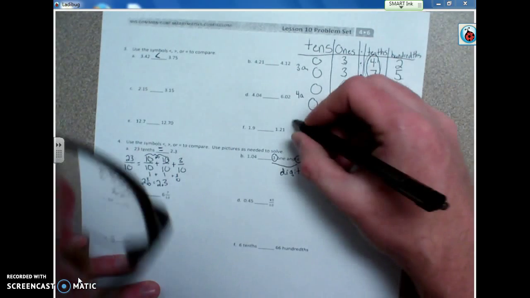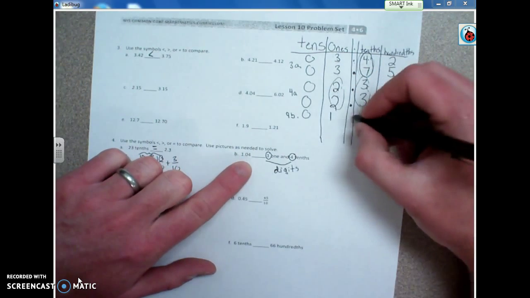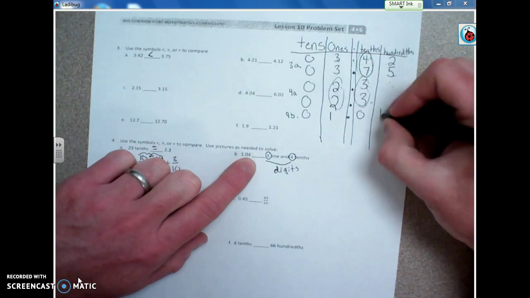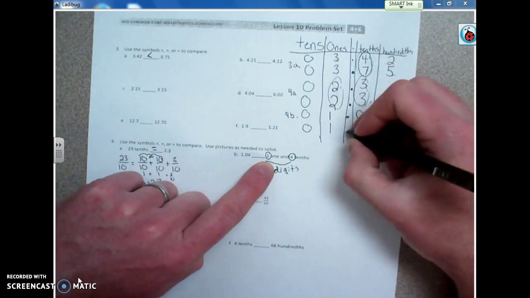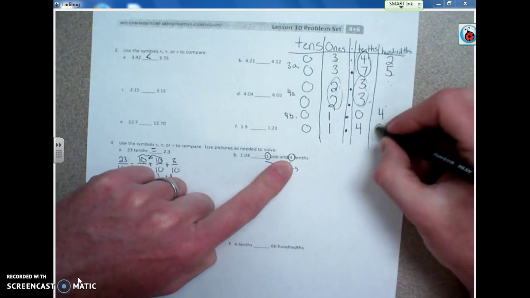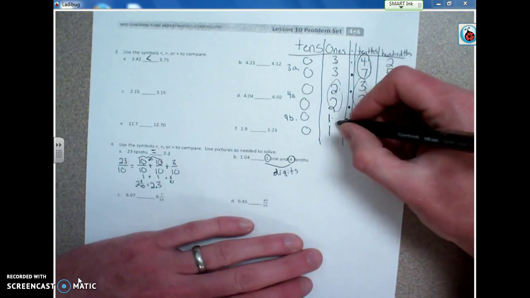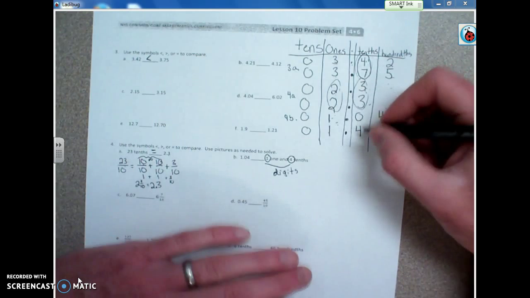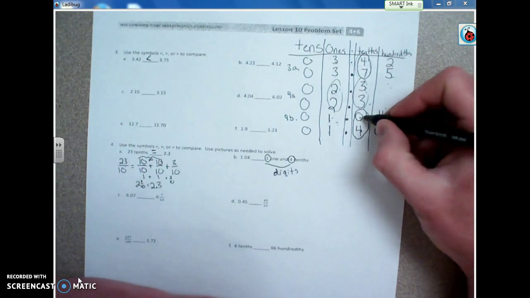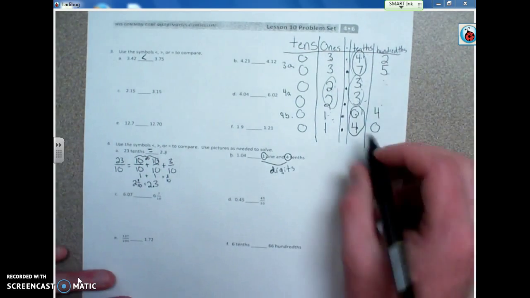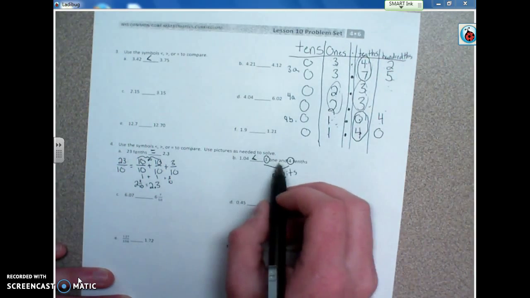So let's start with the first one. We're at 4B now. This has 0 tens, 1 one, 0 tenths, and 4 hundredths. This number has 0 tens, 1 one, 4 tenths, and 0 hundredths. Again, I start in my largest place, in this case my ones place, 1 and 1, those are equal. I then go to my tenths place. I have 0 tenths and 4 tenths. This is the part I want to look at because they're not equal, they're different. So 4 tenths is larger than 0 tenths, it's greater than 0 tenths. That tells me 1 and 4 hundredths is less than 1 and 40 hundredths, or 1 and 4 tenths.